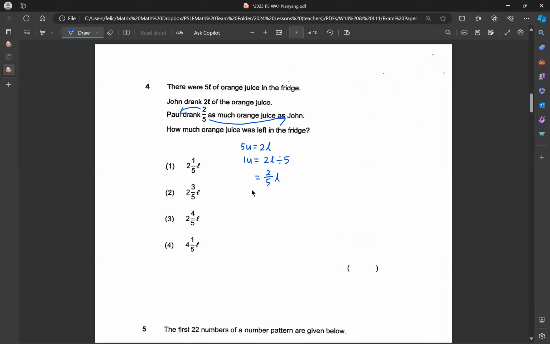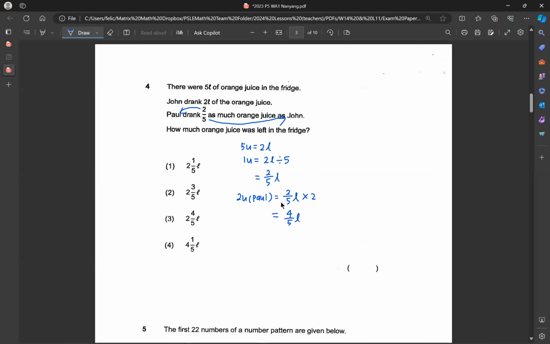Now let's find out how much Paul drank. We definitely need that because later you need to find out what is left. Let me write down Paul. This is for 2 units. So 2 units will be 2/5 liter multiplied by 2. To do the multiplication is a bit like the previous question. Check if there's any cancellation to perform. But in this case, 5 and 2, nothing in common. So straight away, just top multiply by the top. Bottom is a 1, so 1 times 5. This gives us 4 over 5 liters.